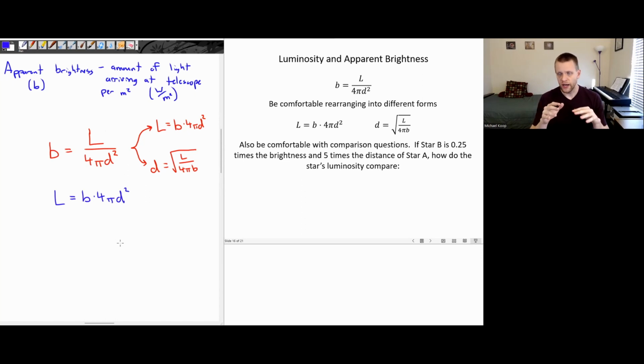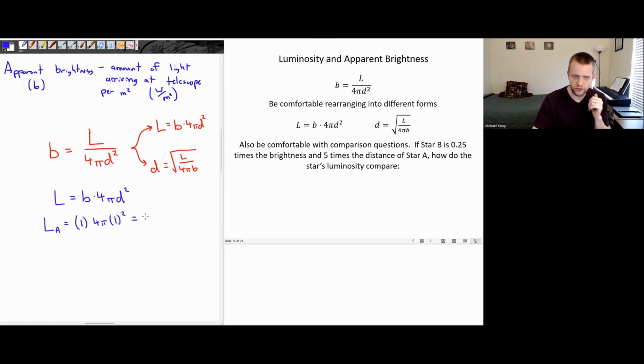In this question, I do not say what the original apparent brightness of either star is. I don't tell you what the distance to either star is. So in these kinds of cases, when I don't give you any numbers and it's a comparison style question, make something up. Let's say star A is our original case. I don't know the brightness. I don't know the distance. Let's call them both 1. Let's say the apparent brightness of star A is 1, and the distance to star A is also 1.